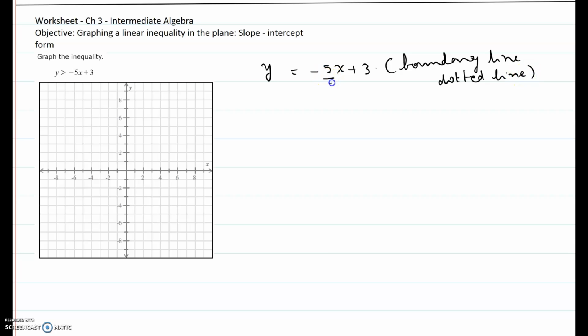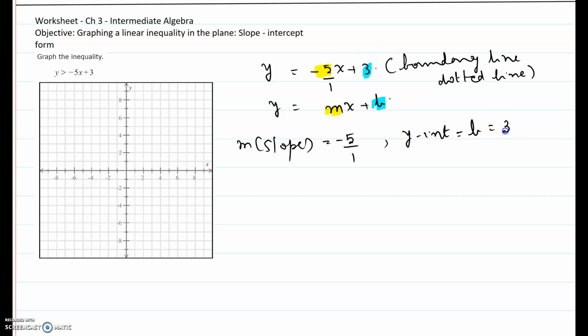So here, we'll identify this in the slope-intercept form, y equal to mx plus b, where m is the slope, which is negative 5, and the y-intercept is b, which is equal to 3. If you write the slope in the form rise over run, it's negative 5 over 1.